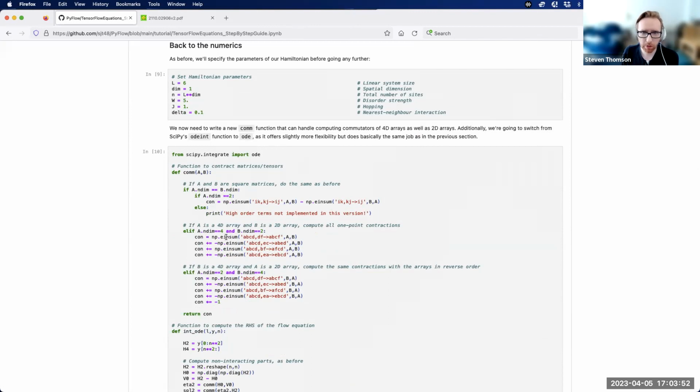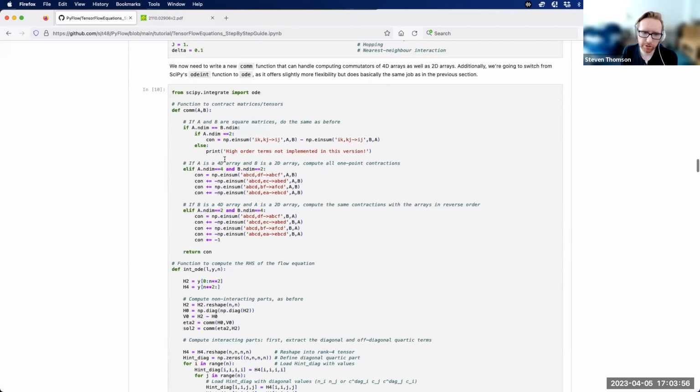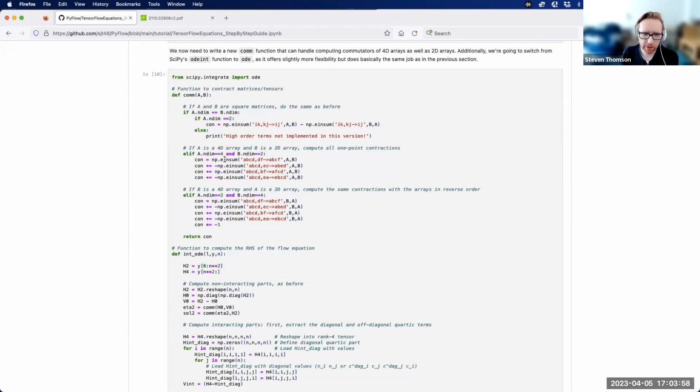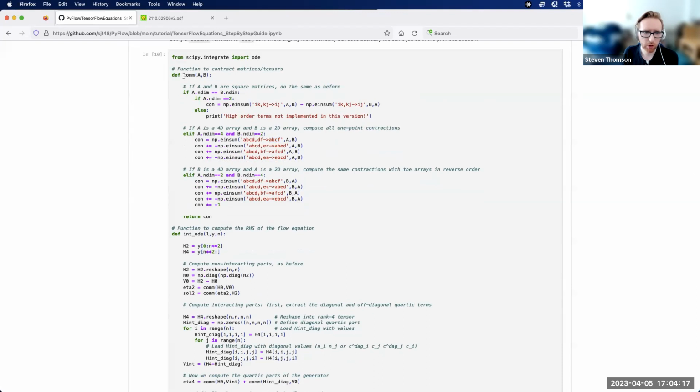So I'm using this NumPy einsum function to compute all of these tensor contractions. The idea with einsum is it's the Einstein summation convention. So if I give this function two arrays, so here a rank 4 array and here a rank 2 array, then it will sum over any repeated indices. So here's the index D, and then it returns me a rank 4 array with the indices in some order. So this function here, which is called com, is doing the tensor contractions here.